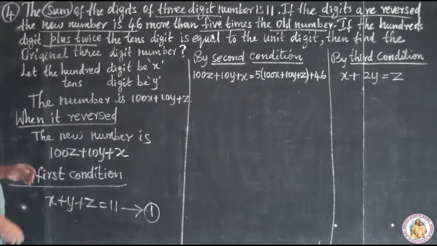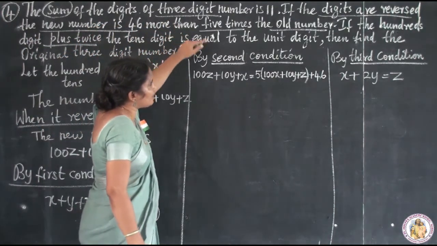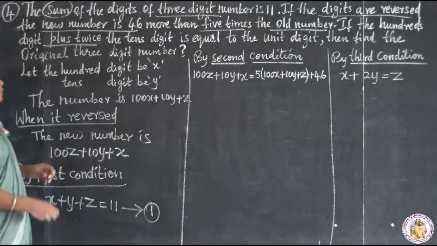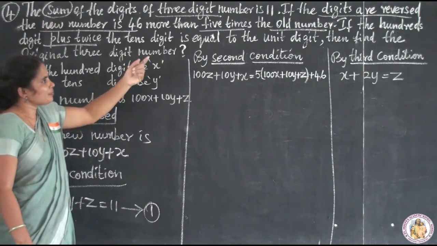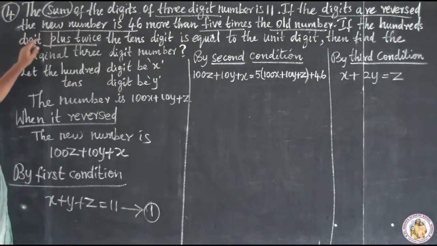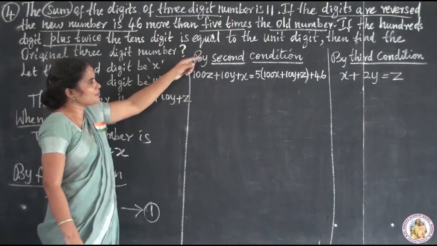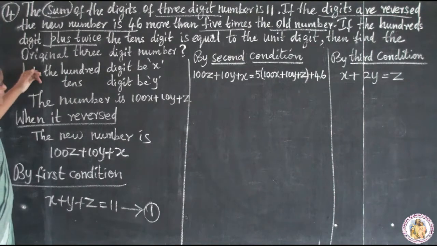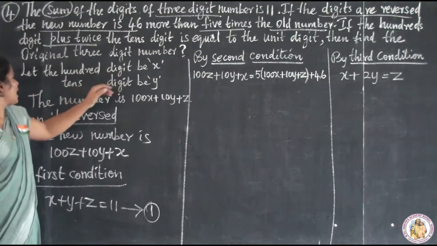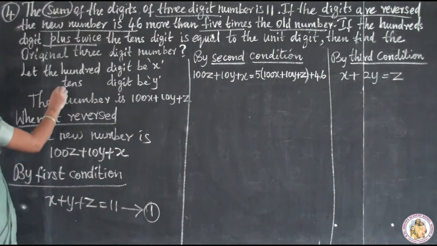Question number 4. The sum of the digits of a 3-digit number is 11. If the digits are reversed, the new number is 46 more than 5 times the old number. If the hundreds digit plus twice the tens digit is equal to the unit digit, then find the original 3-digit number. Let the hundreds digit be x, the tens digit be y, and the unit digit be z.